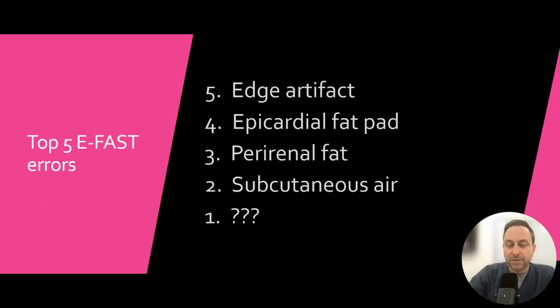Here are the top 5 errors that I see during the FACEP interpretation. Starting off at number 5 is edge artifact, then it goes to epicardial fat pad, perirenal fat, subcutaneous air, and then you'll have to wait for the last one.